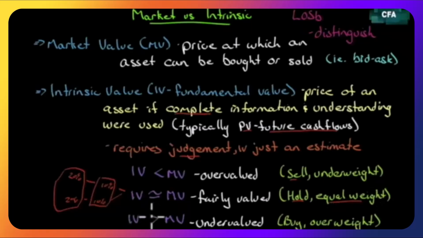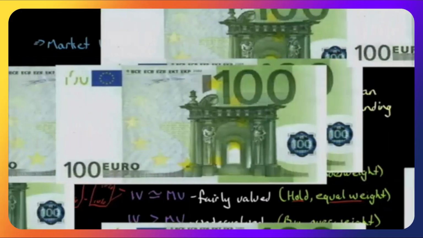And if our intrinsic value is greater than our market value, that means the market is underpricing it right now, it's an undervalued security, there's a buy rating or an overweight rating.